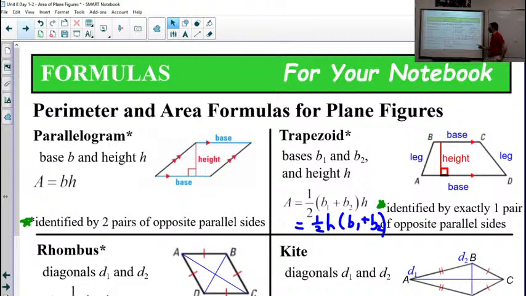One pair of opposite sides being parallel is how we identify a trapezoid. The other way you'll see it is, again, you should have two bases that are different. We'll talk more about the trapezoid formula tomorrow. Okay?